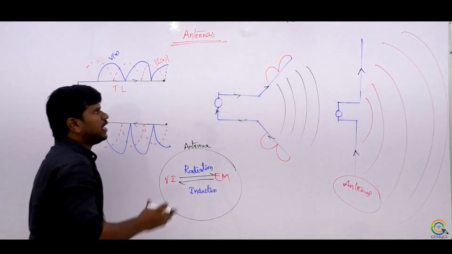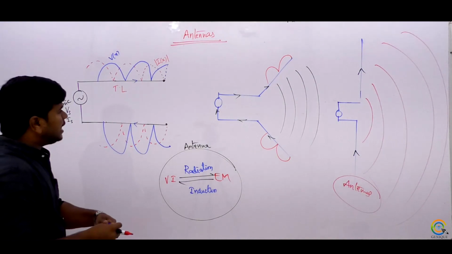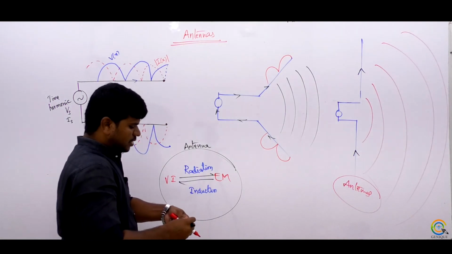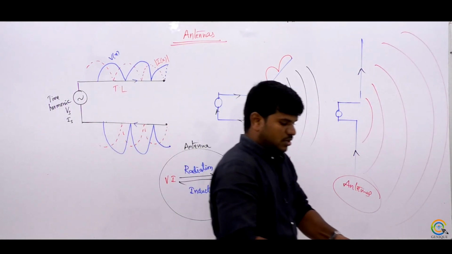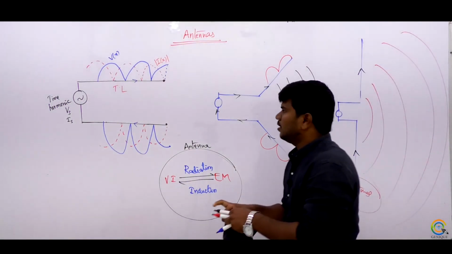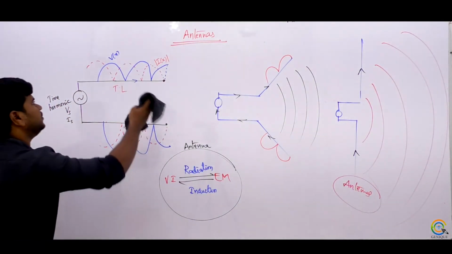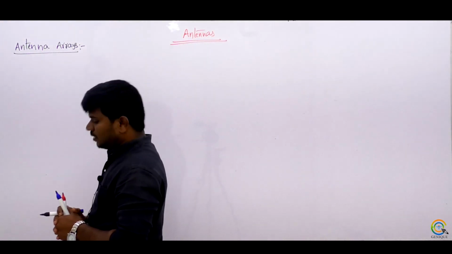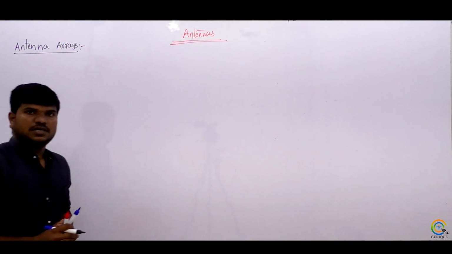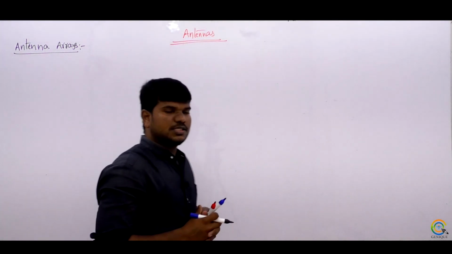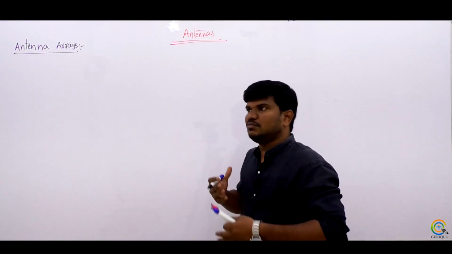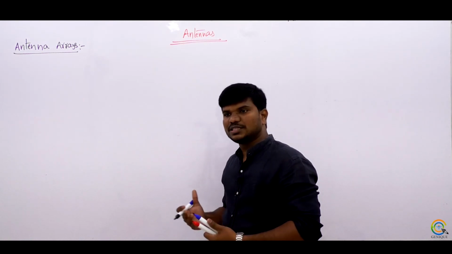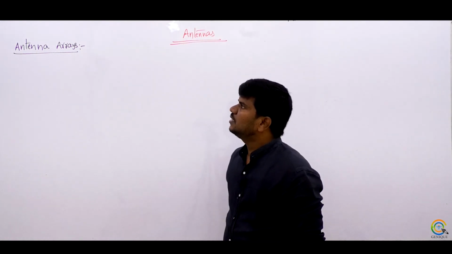From the GATE point of view, here we will study antenna arrays, the most well-known arrays. Why are we using these arrays? These arrays are used to get the required parameters, to get more gain or more directivity.